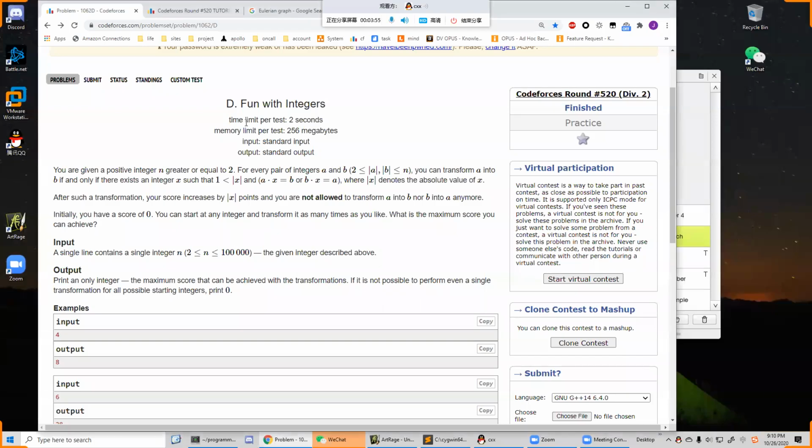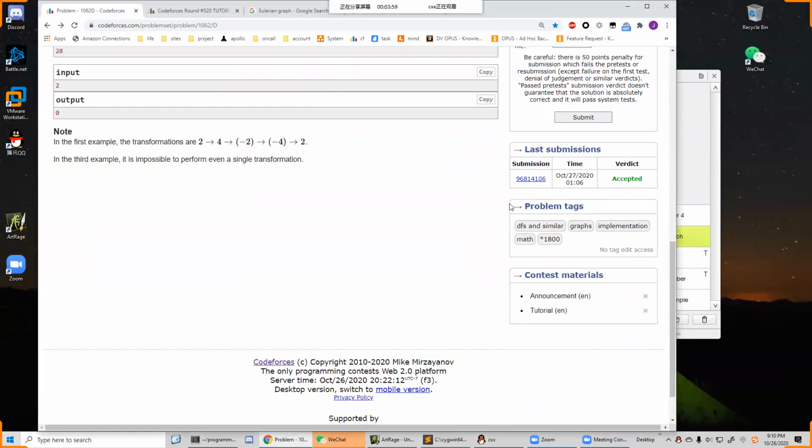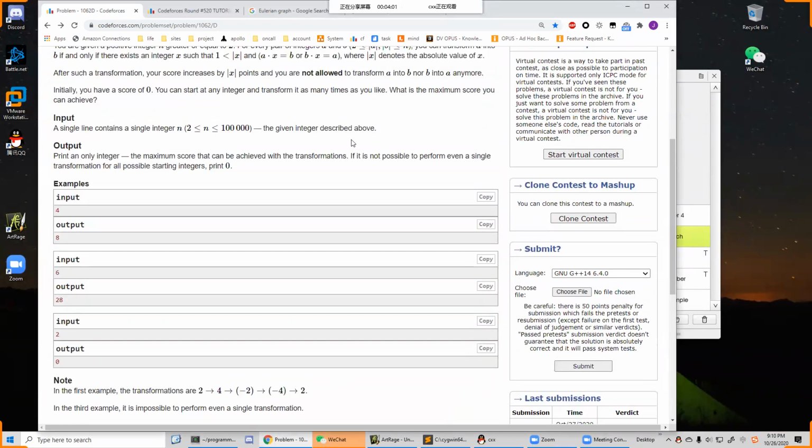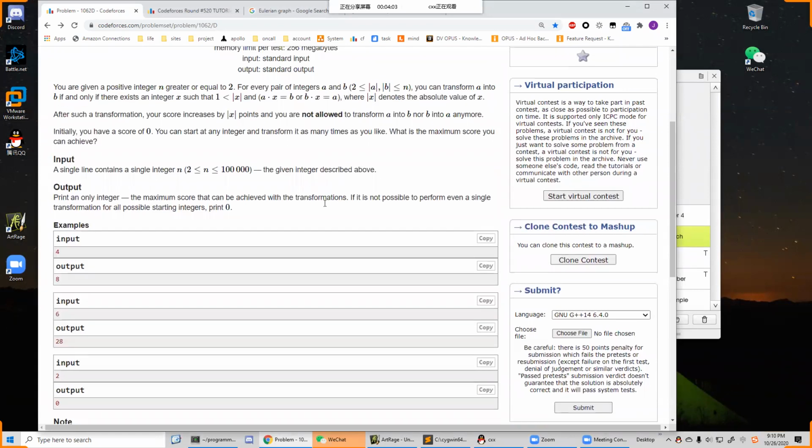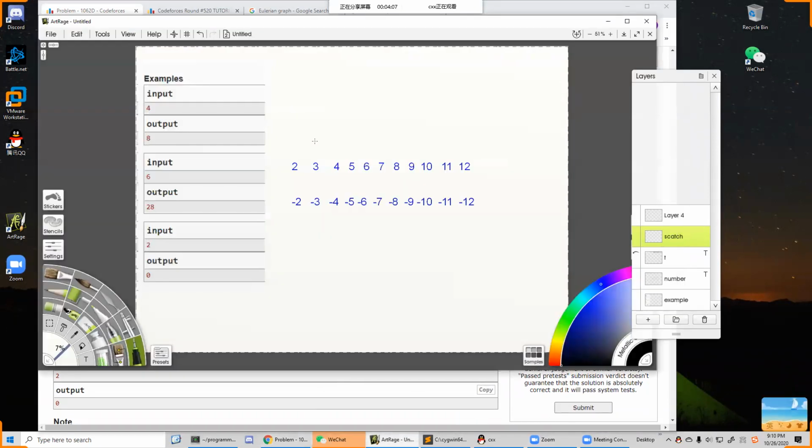Hey guys, today we're going to discuss this problem. It's also a 1800. This problem is quite interesting, so let's begin. As always, we are going to start with the example here.